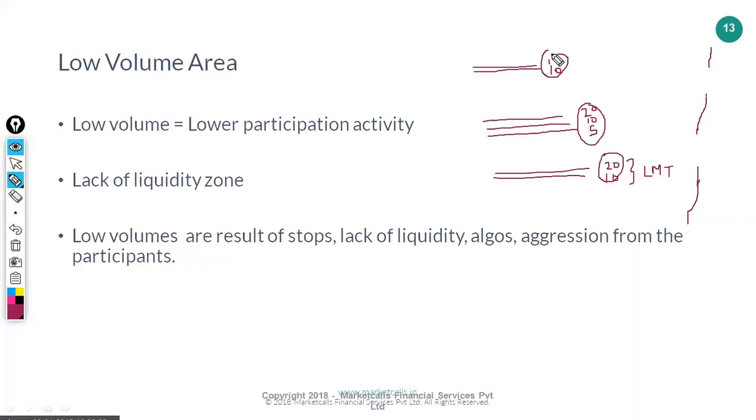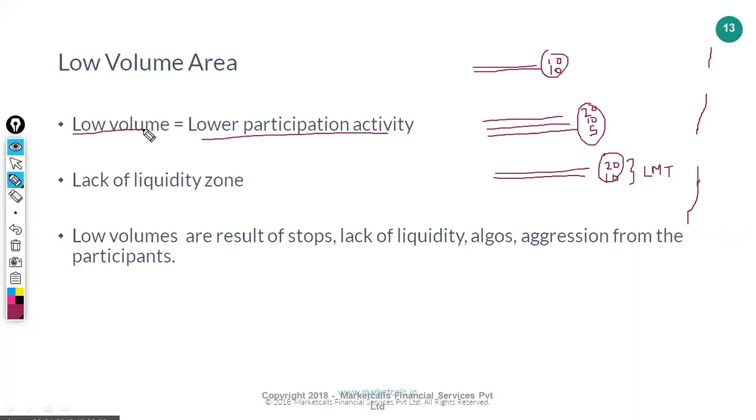And markets are still traveling in a low volume area. That will result in lower participation, and you'll be finding a low volume happening at that level. If you look into the order flow, the price will be moving relatively faster. But the transaction of volume will be very little because price is moving in a low liquidity zone.